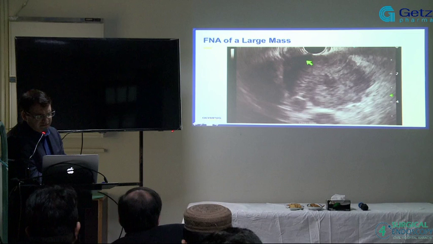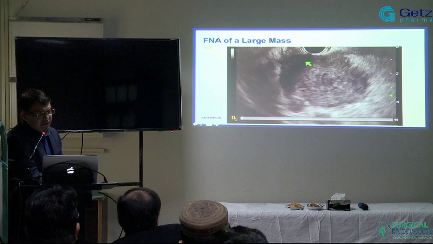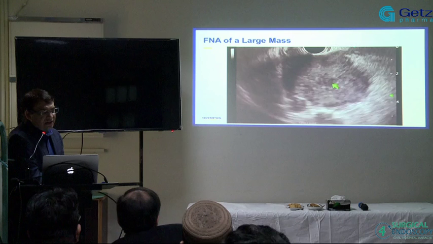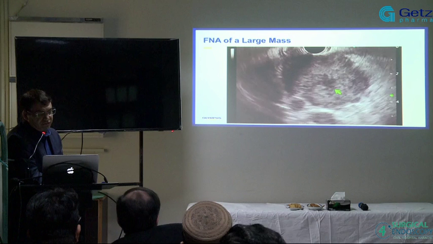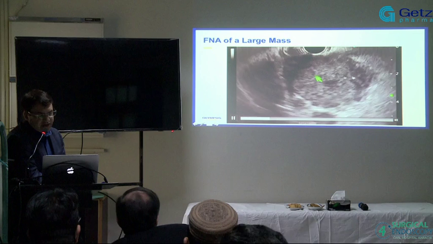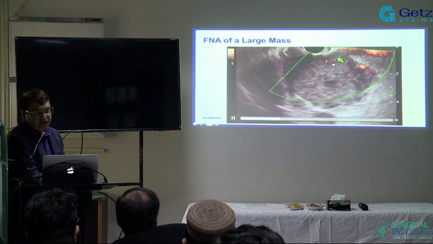This is another example of the same area, the necrosis. Even though this lesion is so big, it's very tempting to go right into the center, but you see that I'm pointing at the necrosis right in the center. So avoid that. Don't go there. Go to the periphery. You can go either on this side or on that side.